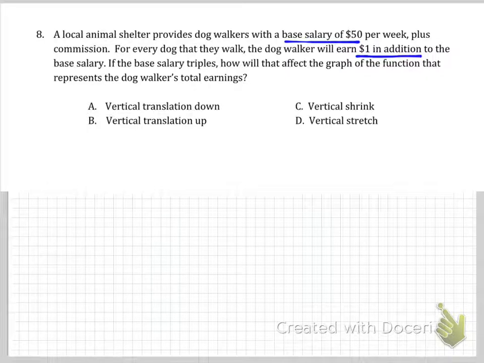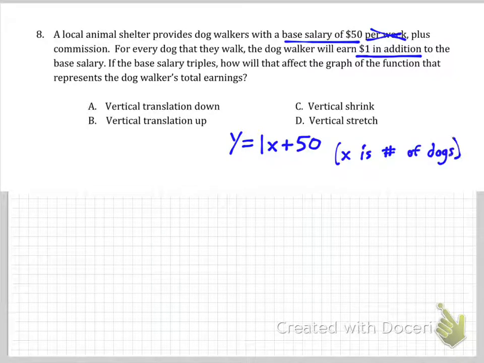Now, this is a little bit of a trick question because that per week there does not matter. We're looking at it from a whole week perspective. So our equation is 1x plus 50, where x is how many dogs they walk. That x is the number of dogs. If the base salary triples, so we're looking at a new function, well, the base salary was $50, so if we triple that, that's going to be 150. So the other equation is y equals 1x plus 150.